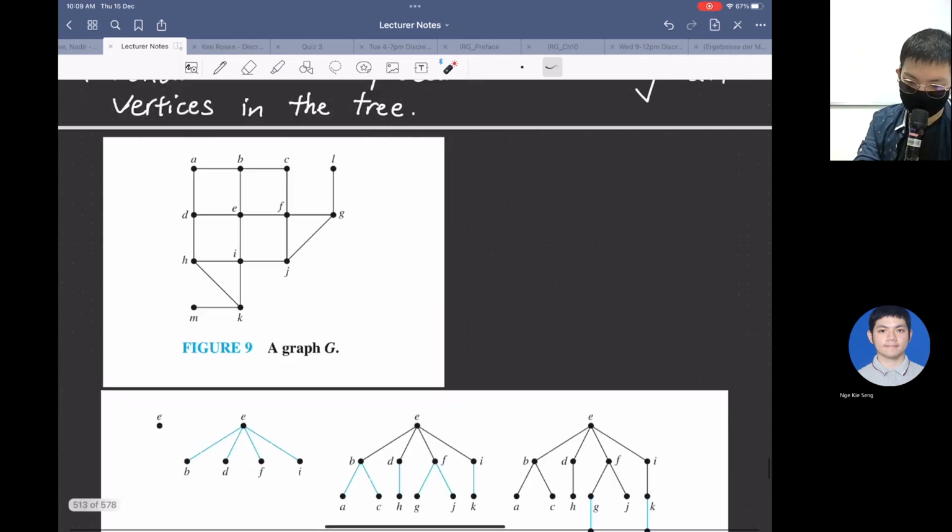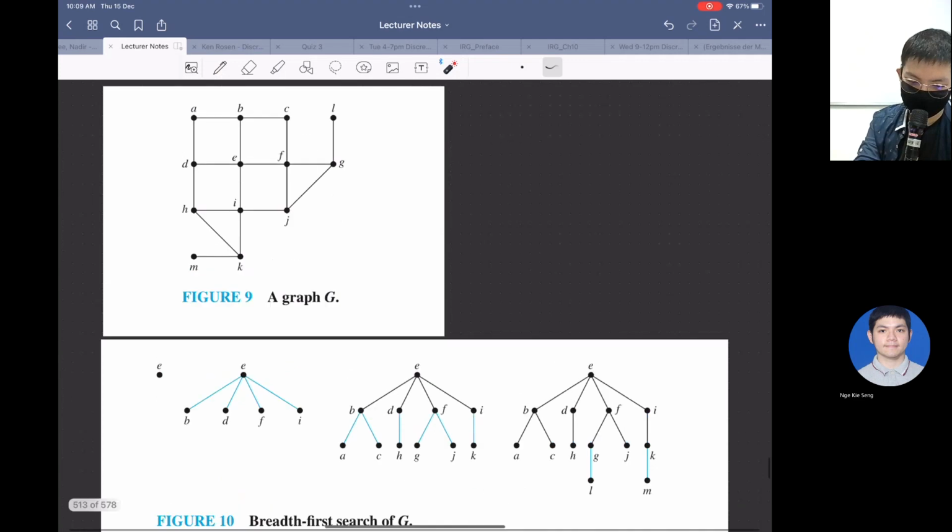Do you want to see one more example on this one? Or not? If you want, you can shout out one vertex. K, yeah. Where's K? Oh, I found K. So let's start with K.